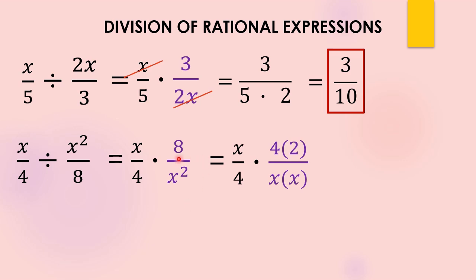Okay, let us simplify. We can factor 8 as 4 times 2, and then x squared as x times x. So using the cancellation method, as you can see, we can eliminate x as their common factor as well as 4. So what we have is 2 and x. So we have 2 over x. So our final answer is 2 over x.